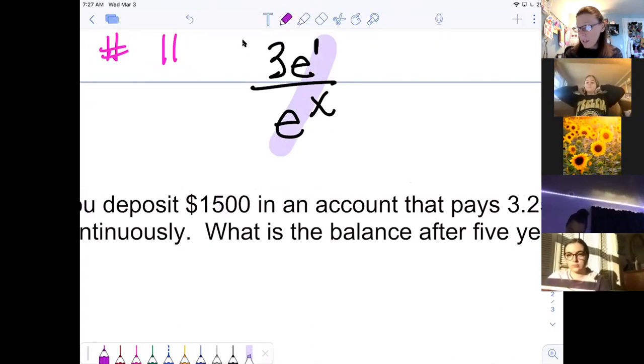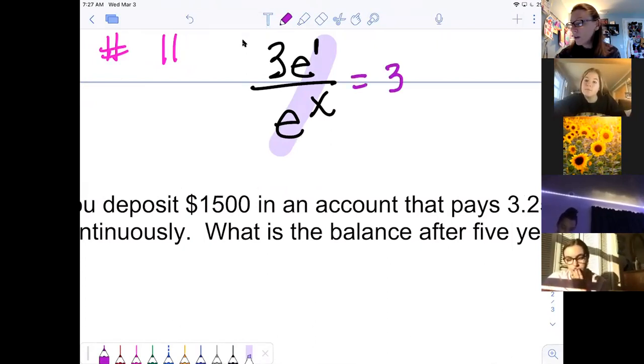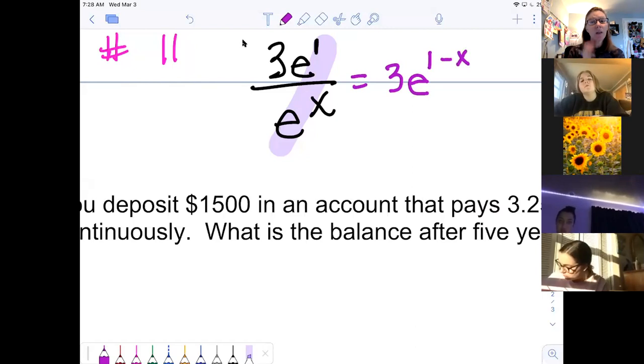So the 3 is the coefficient. It doesn't have anything to combine with. It's just going to stay as 3. And then we are pulling those exponents together, or the e's together, by subtracting the exponents. So the exponent of the numerator is a 1. You're subtracting the exponent of the denominator. So that would stay as 3, and then we have e, and then it's just 1 minus x.